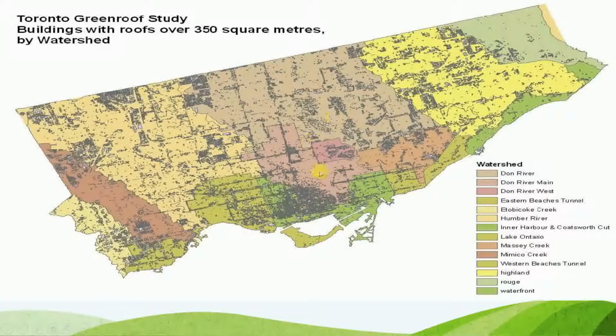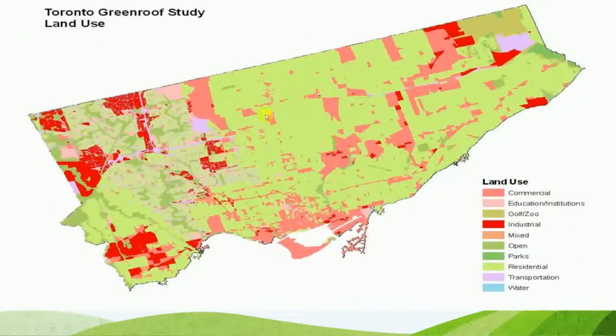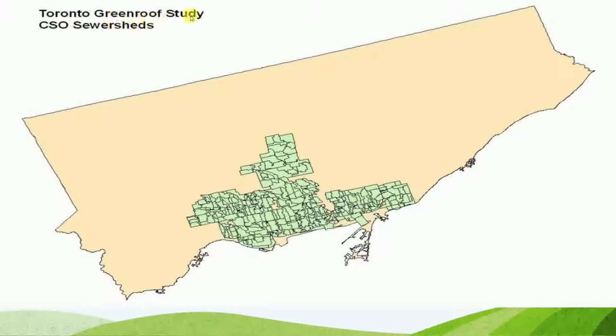And this is their data collected from the City of Toronto. This is the data for buildings with roofs over 350 square meters by watersheds. You see here there is some river, Don River main, and they use this data for calculation. And there is another Toronto green roof study land use, with land use commercial, education, industrial, mixed, open here. And there is the Toronto green roof study CSO sewer shed. This is the sewer shed, how the sewer shed is located in here.